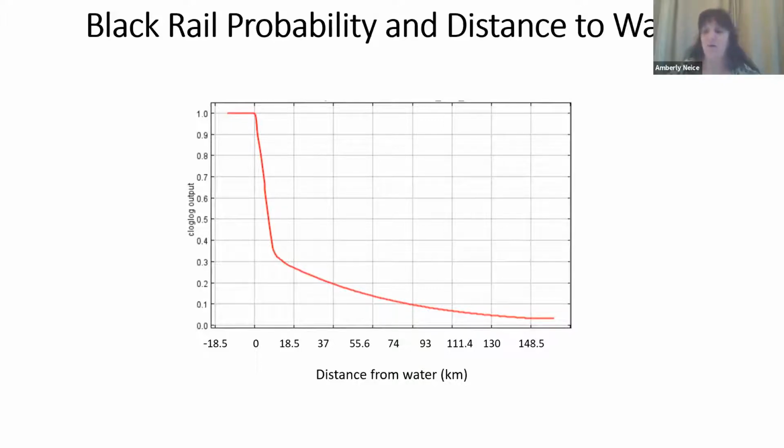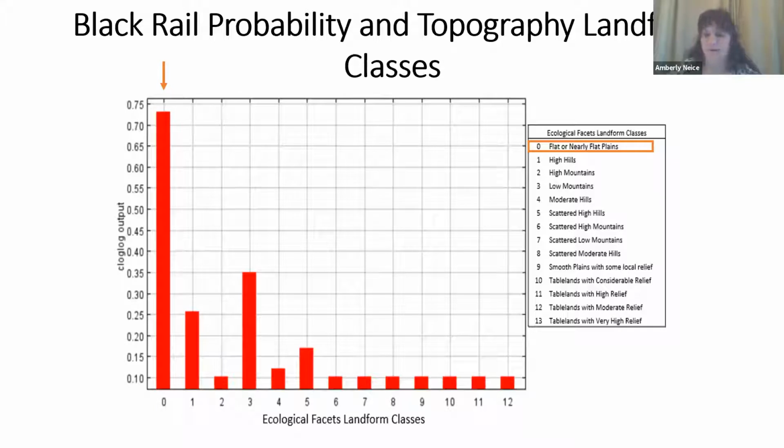The third ranking variable was the landform topography classes. The category that this variable was the flat or nearly flat plains, which also supports our hypothesis due to the fact that marshes typically do not have much topography.